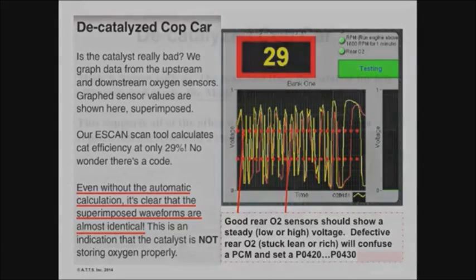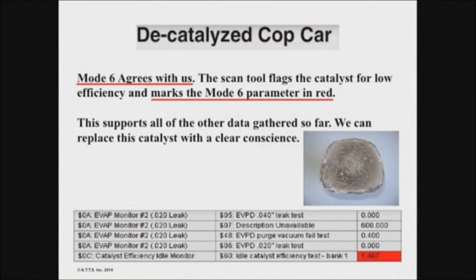Looking at the cat that came out of this car, Mode 6 also agrees with this. They'll tell you yellow's caution, red it fails. This is 1.46. Two slides back on Mode 6, I told you the Society of Automotive Engineers, SAE, said anything more than 1 is a failure when it comes to Mode 6 on a cat. Okay.